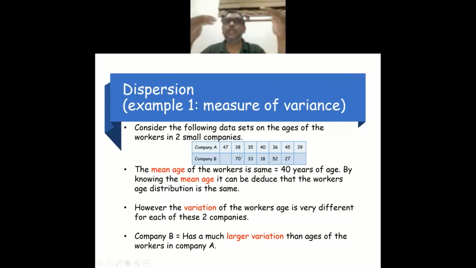Nampak ni? Tiba-tiba ada 70, tiba-tiba ada 18 kat sini. Company A pula semua lebih kurang sama. Okay, the variance is okay. Alright, even though yes, the mean is the same, we are looking at the variance.